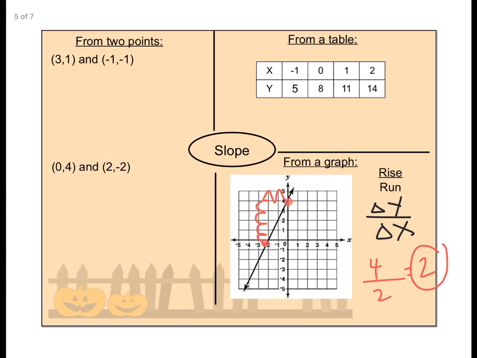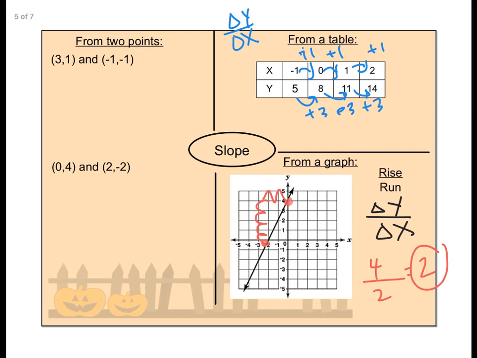Let's look at the table next. I'm going to do change in y over change in x. So change in y from 5 to 8 would be plus 3. Change in x is plus 1. Let's do a couple more and make sure we have this correct. 8 to 11 is plus 3. 0 to 1 is plus 1. 11 to 14 plus 3. 1 to 2 plus 1.